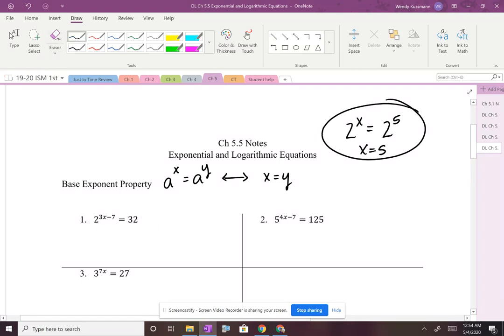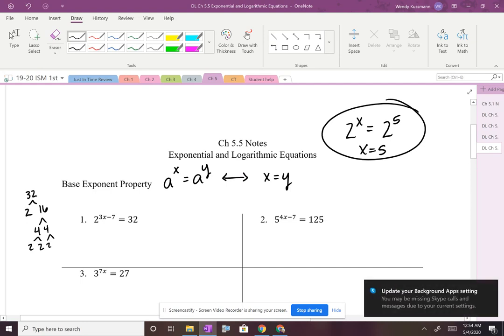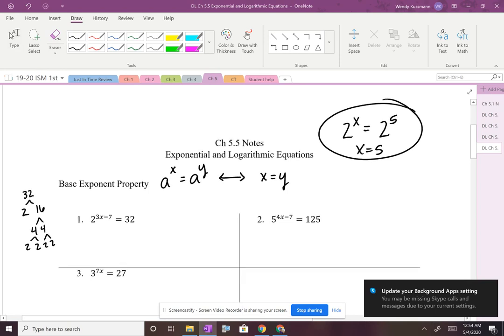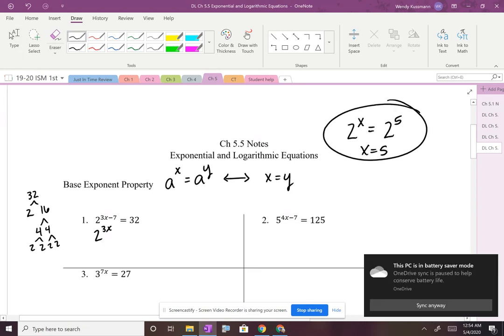Well, 2 is reduced all the way. There's no factors besides 1 and 2 that make up 2. 32, though, if you think about 32, break it down: 2 and 16, right? 16 is 4 and 4. And this is 2, 2, 2, 2. So this is 2 to the fifth power. If you need to do that, do that. So this is 2 to the 3x minus 7 equals 2 to the fifth.